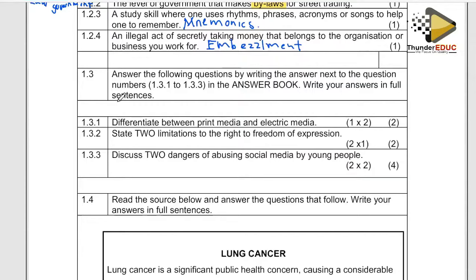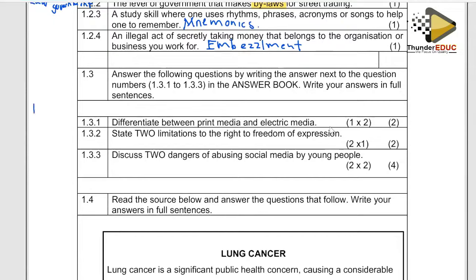1.3, answer the following questions by writing the answer next to the question numbers, 1.3.1 to 1.3.3 in the answer book. Write your answers in full sentences. Differentiate between print media and electronic media. So we need a difference. To differentiate is to show the difference or to distinguish between print media and electronic media.